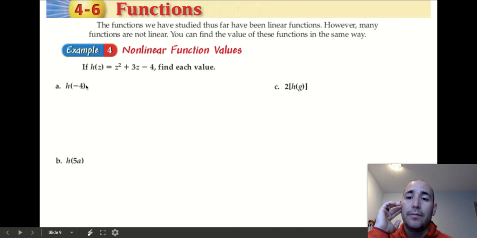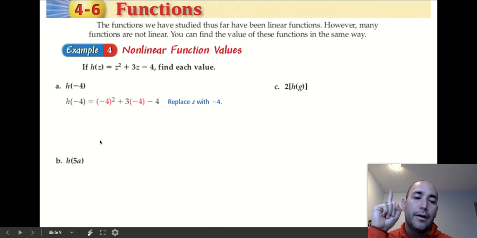So here, same thing. I'm using this equation here, and instead of plugging in z, what am I replacing z with? I'm replacing it with negative 4. So let's go ahead and do that. Everywhere where there was a z, I put negative 4 in its place. Now here's really important. Make sure you follow your order of operations. I want to do the exponent first. So what is negative 4 squared? Some of you might tell me it's negative 16, which is not correct.